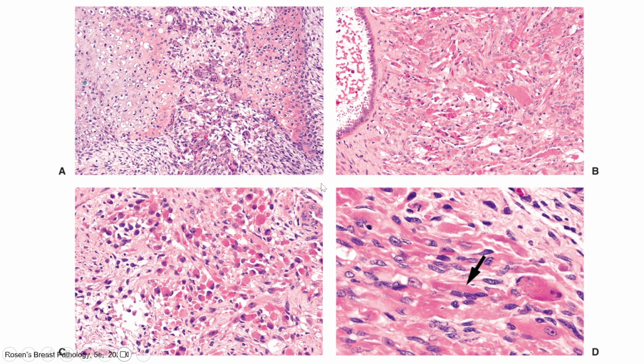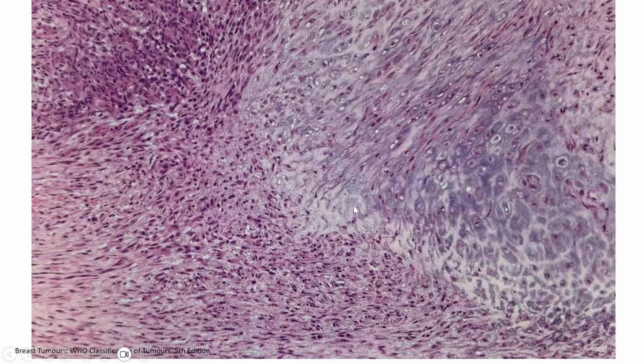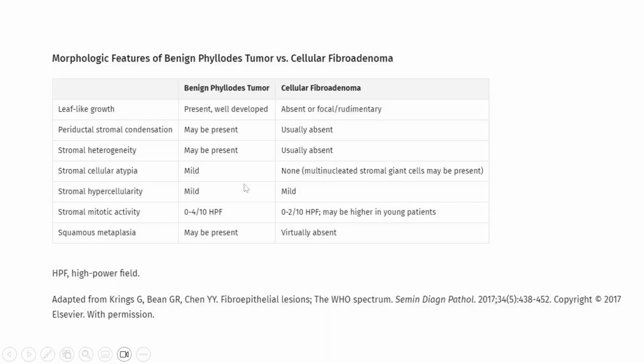Here I just would like to show you they can have other mesenchymal components, like this osteosarcoma-looking area, and then we can see this rhabdoid differentiation, and we can also see this skeletal muscle differentiation. We can see the striations of the stromal cells. They can also differentiate into this chondrosarcoma-like stroma in a malignant phyllodes.